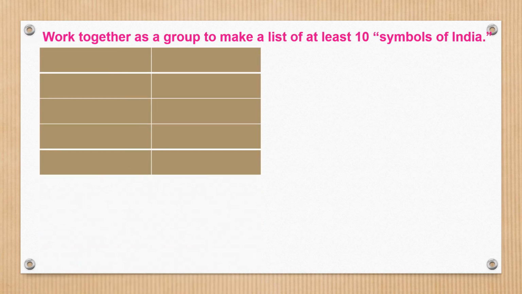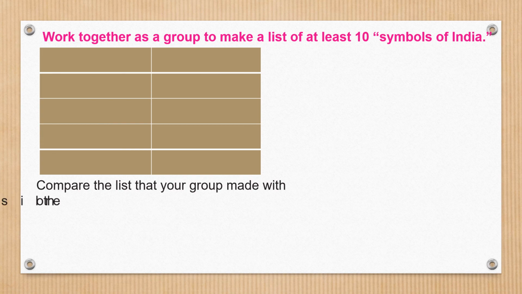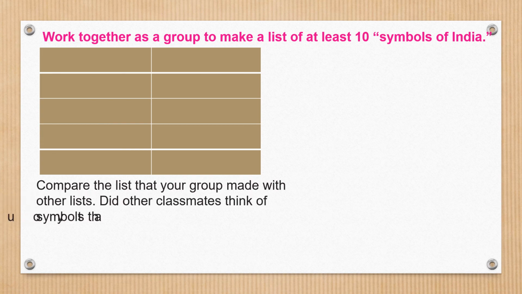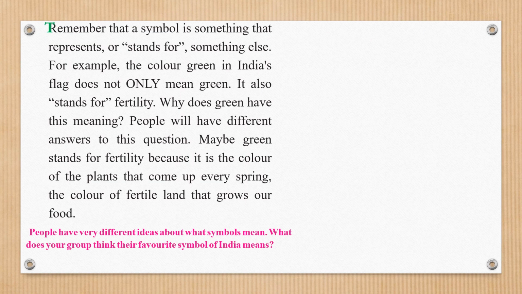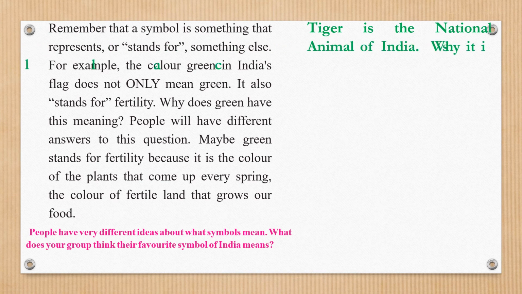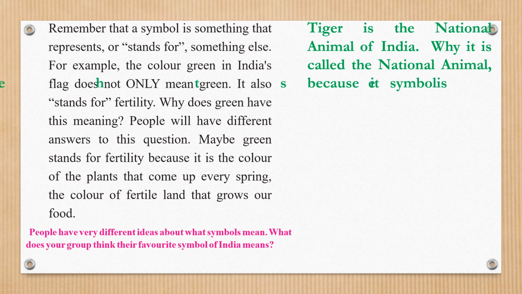Try to work in a group. Find out 10 symbols of India and write in this box. Remember that a symbol is something that represents or stands for something else. For example, the color green in India's flag does not only mean green, it also stands for fertility.